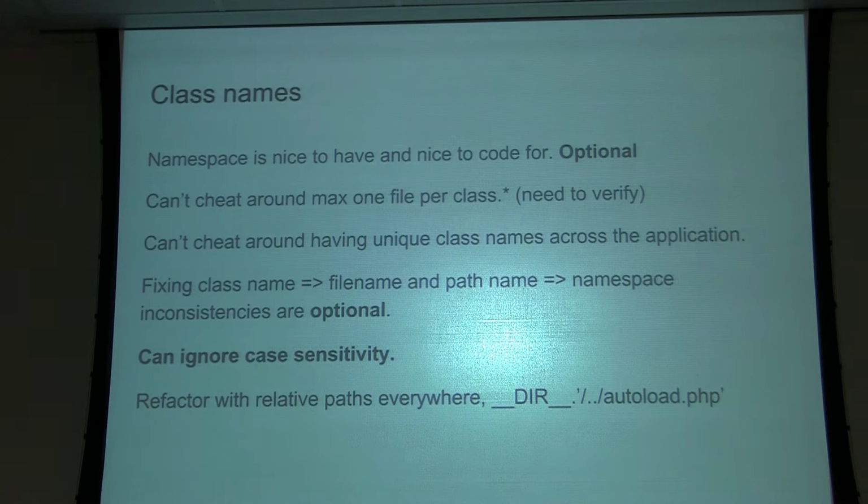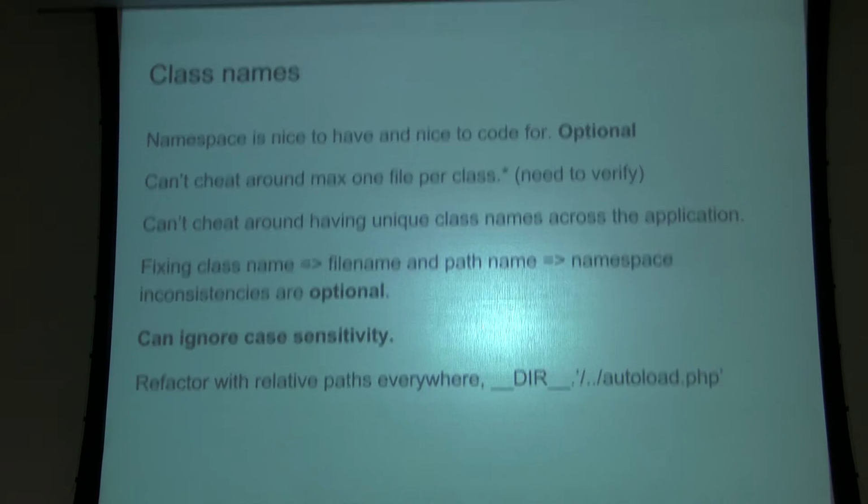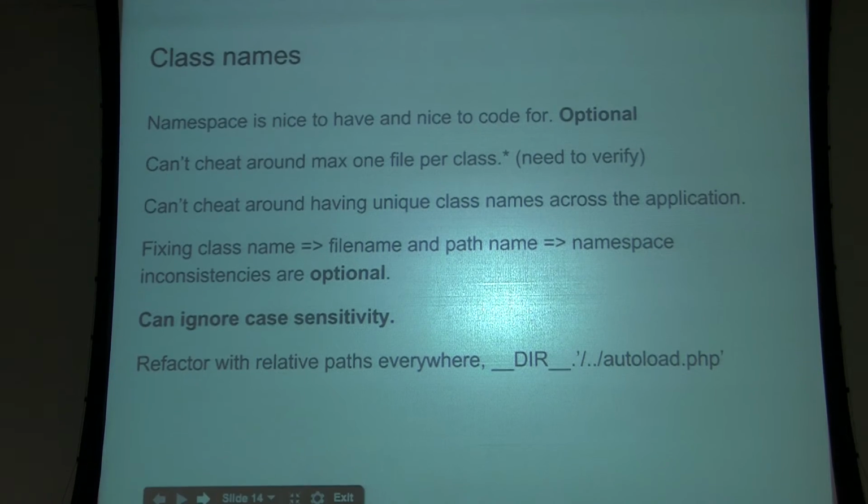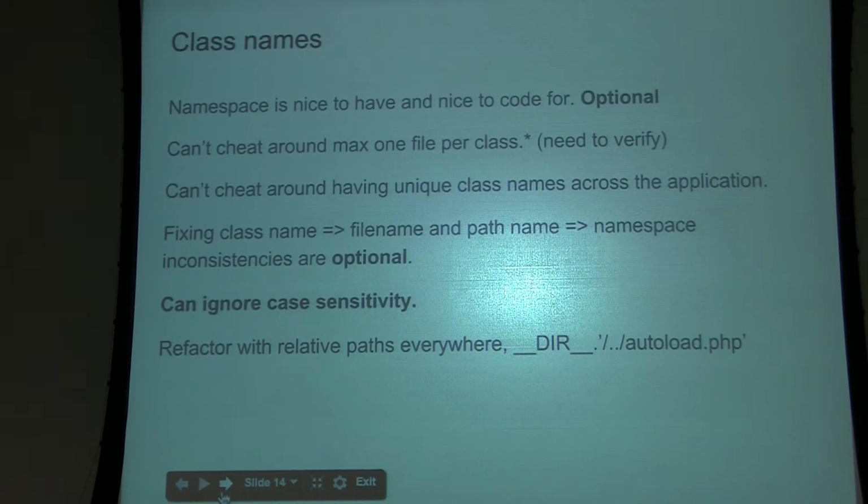You can't cheat around one file per class with the way I'm going to show to get around the old way. I need to check this because it might be that I'm wrong, but I think that you have to have just one class per file to make it work. You definitely can't cheat around having unique names. It's not going to work if you have multiple classes that have the same name across your application. You're just going to have a collision. Only the first one it sees is going to work. But you do not need to fix class name to file name or path name to namespace inconsistencies. You don't have to fix case sensitivity. All that will not matter.